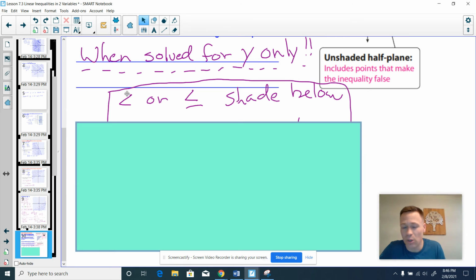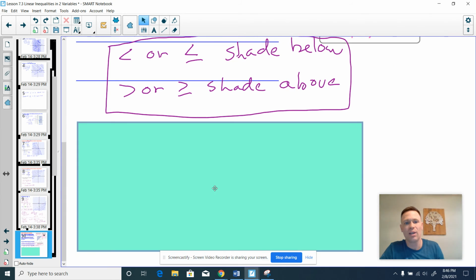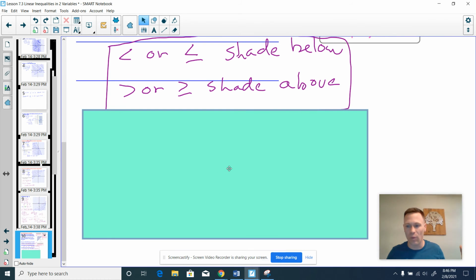If the symbol is less than or equal to, we shade below that line. Okay, and that should kind of connect, right? Less than, below, that word association kind of makes sense, right? If it's less than or equal to, we shade below. If it's greater than or equal to, we shade above. And again, that word association should make sense. Greater than and above, right? That's where we shade.